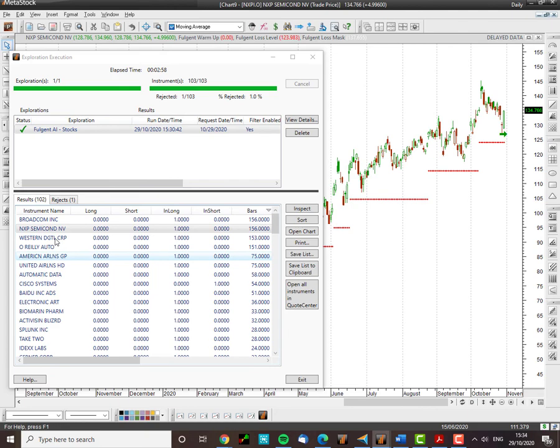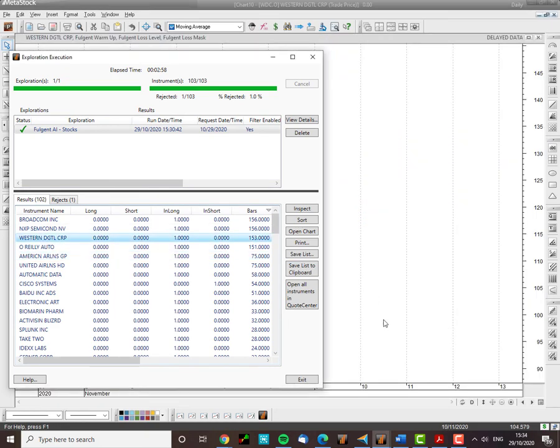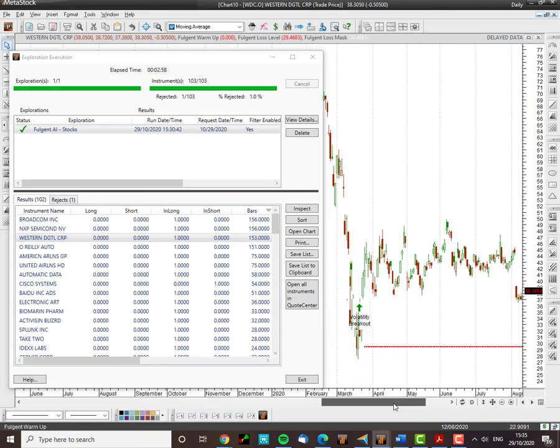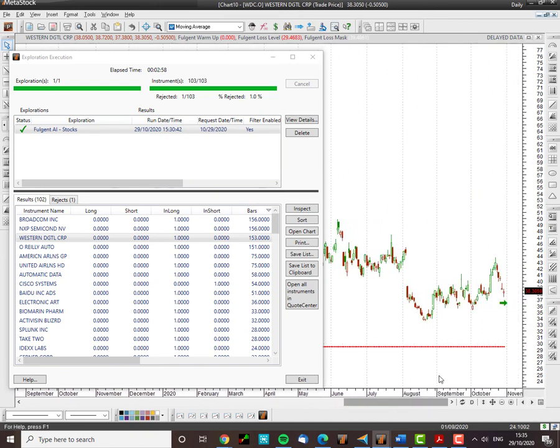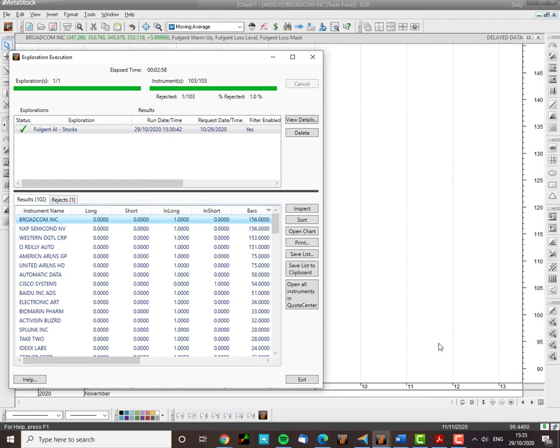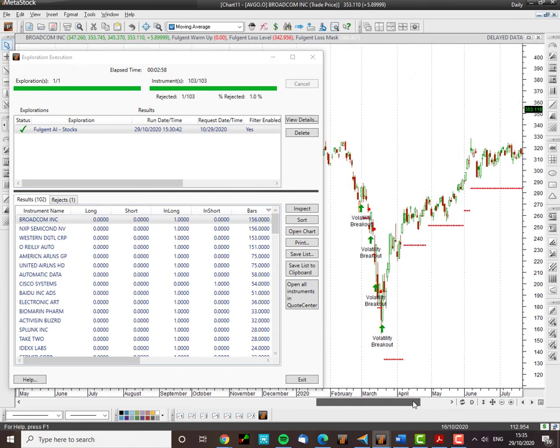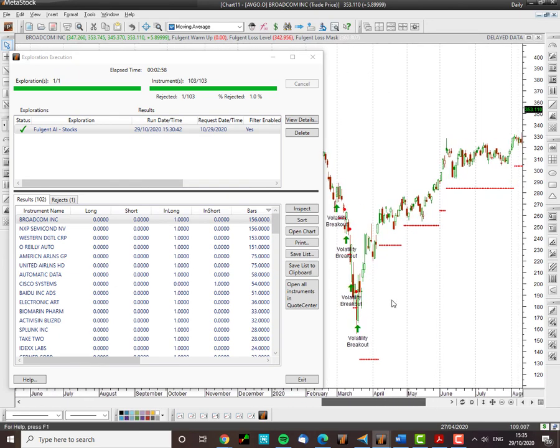Western Digital, 153 bars into the trade. Also fantastic performance there. Volatility breakouts, moving sideways, still not hit the stop loss, and it's still in a long. Let's load Broadcom. If we scroll back, we can see huge volatility. There's been a few volatility breakouts that failed, but the third one's really worked out well. It motored ahead, the stop loss got adjusted as we went on, and the stop loss went on towards the end.